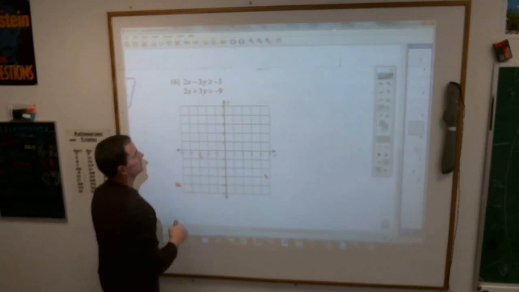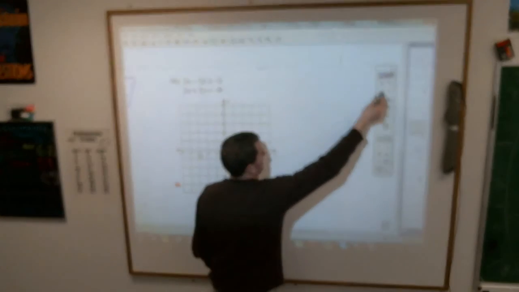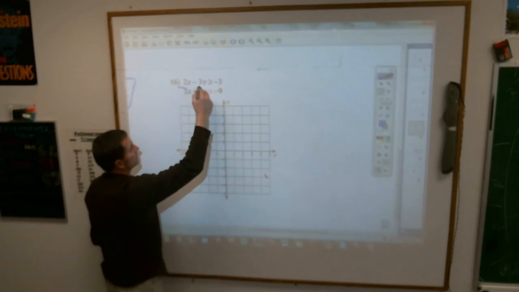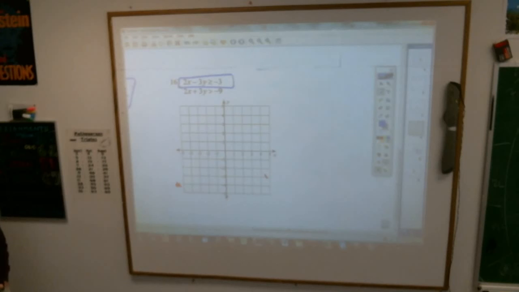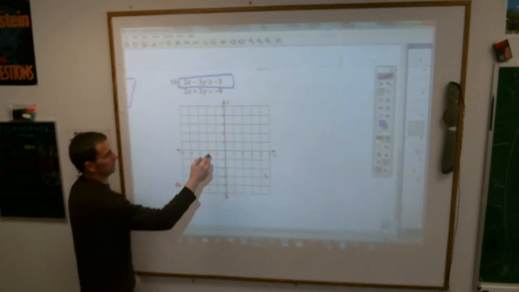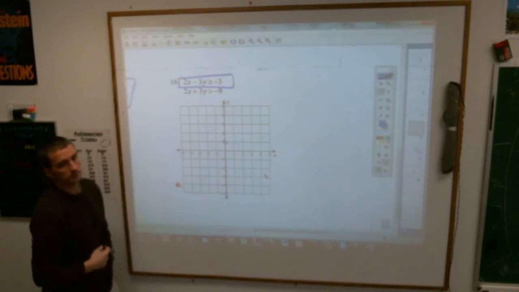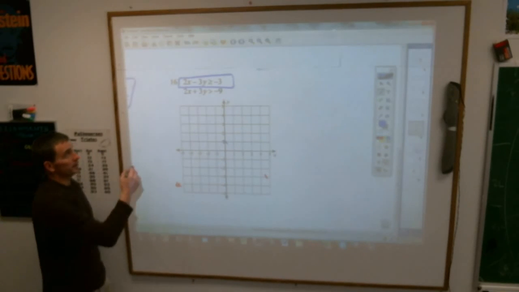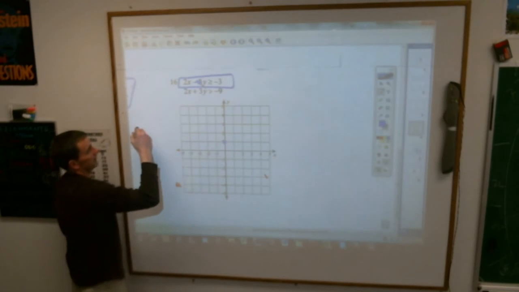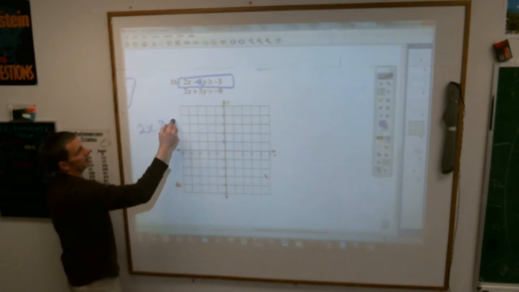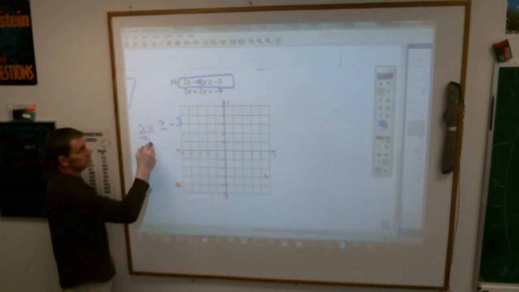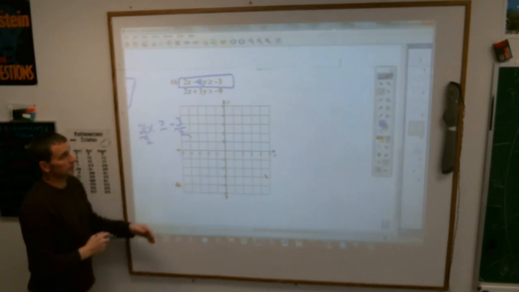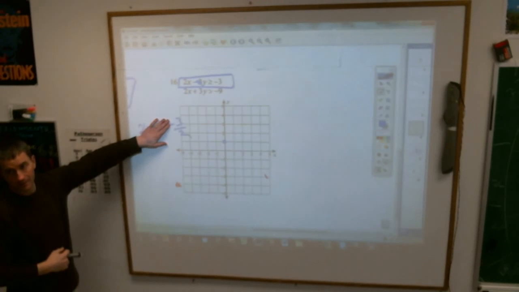So you tell me, where are the x and y intercepts for this one? Where's it going to cross the y-axis? Where's it going to cross the x-axis? Y crosses at 1. It's the same thing. Maybe you have to write it down. If you have 2x and a negative 3, you divide by the 2. What is that fraction? Negative 3 over 2.